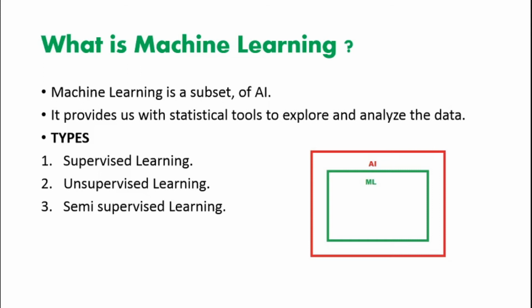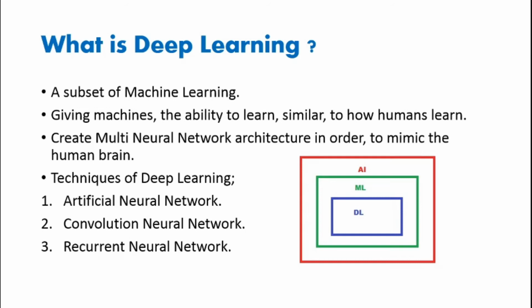Alright. Now, what is deep learning? Deep learning is a subset of machine learning, giving machines the ability to learn similar to how humans learn by creating multi-neural network architecture in order to mimic the human brain. The human brain is, of course, composed of neurons. Now, there are certain techniques of deep learning: artificial neural network, convolution neural network, and recurrent neural network.